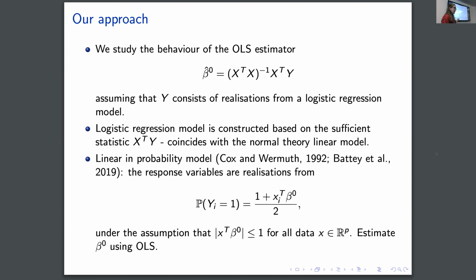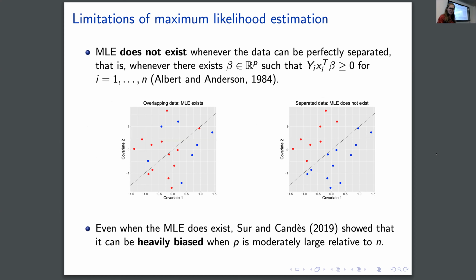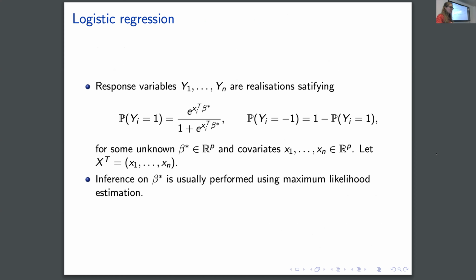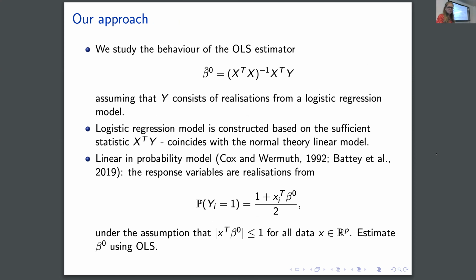I call it beta naught because it's not our beta star. If you look, that was our model where beta star was unknown. And they take this model. So they're not really related in any way. They're just both using least squares to estimate these parameters.